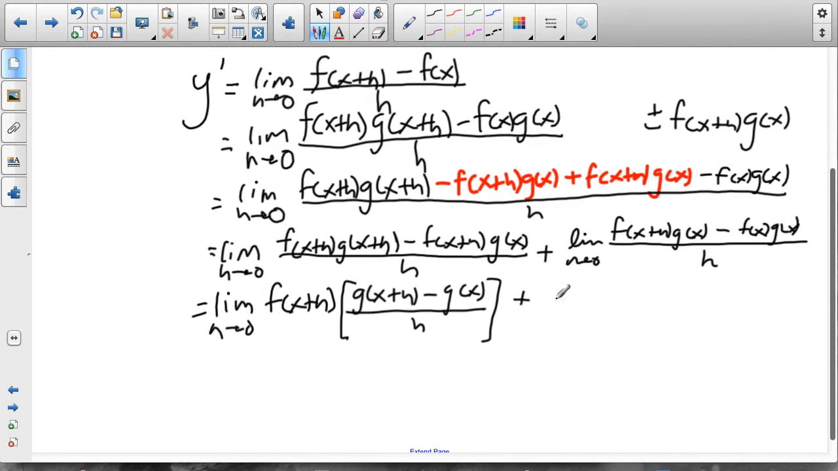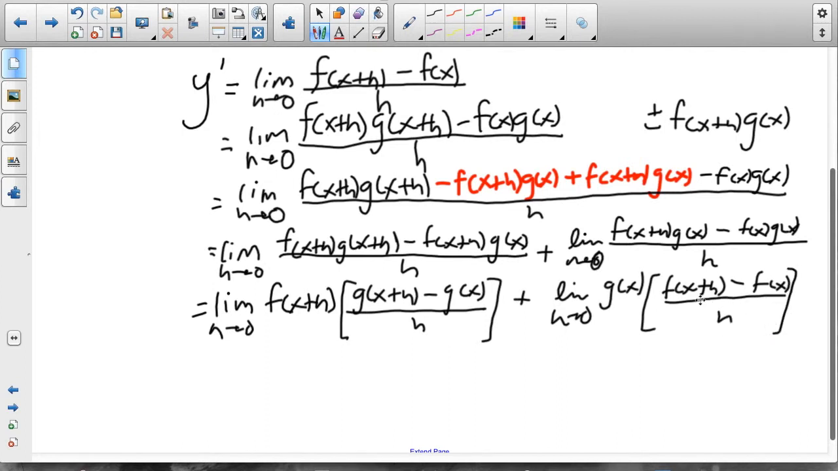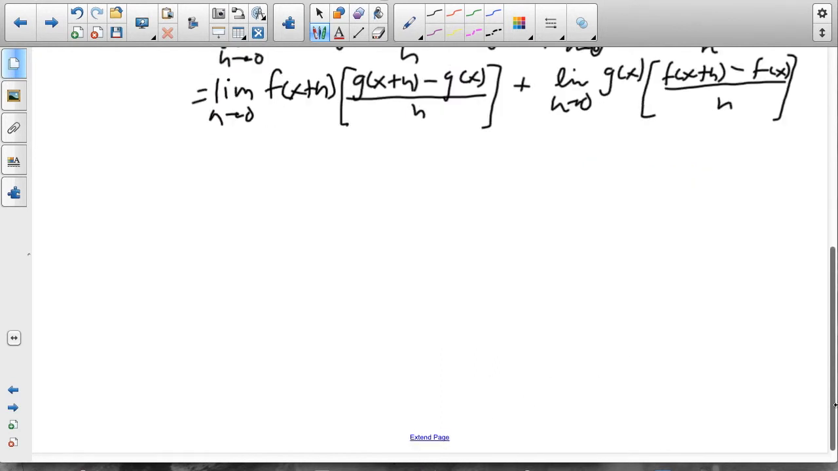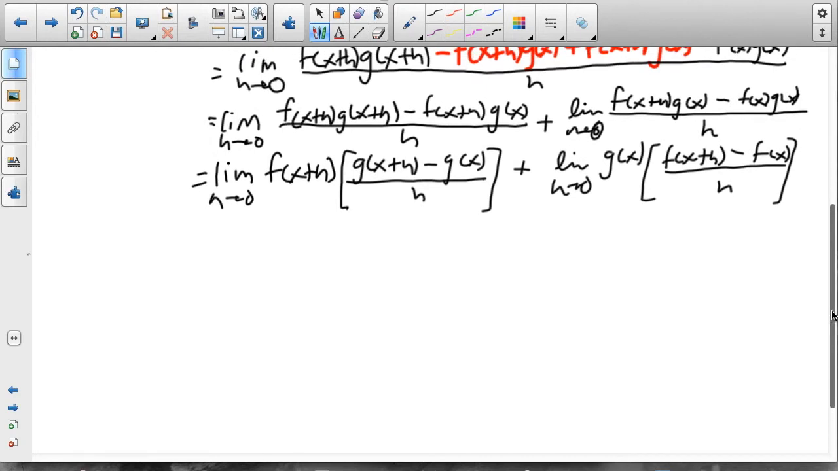And then I had the limit as h approaches 0. Take out my g of x in big brackets: f of x plus h minus f of x, all over h. So there I have it. I have two definitions of derivative, one in terms of g, one in terms of f.